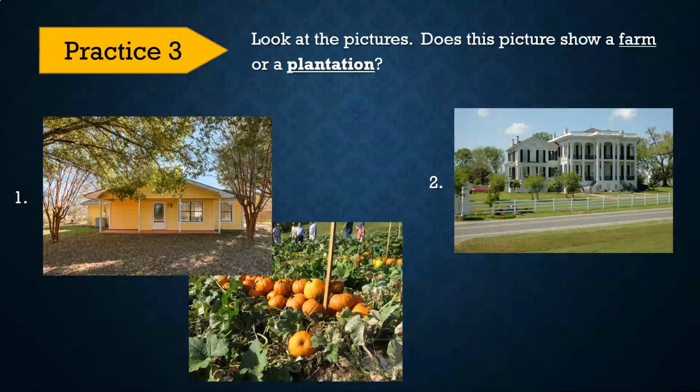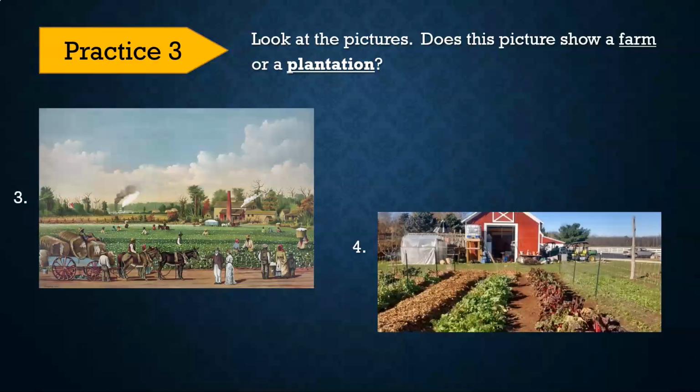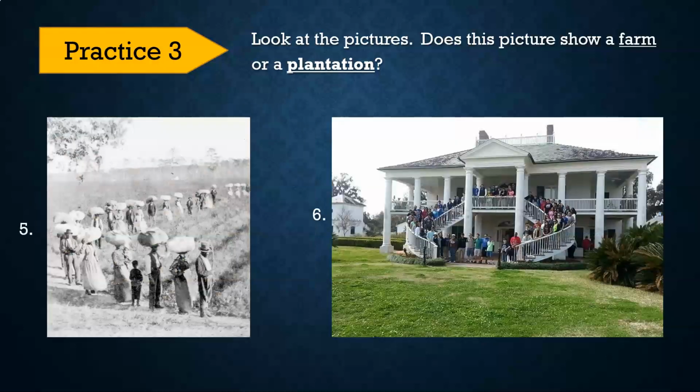So, does the picture show a farm or a plantation? I hope you got 1, farm, 2, plantation. Can you do more? 3 is plantation, 4 is farm. Okay, what do you think? Farm or plantation? Number 5 is plantation. You can see how many people are working there. Number 6, also plantation.